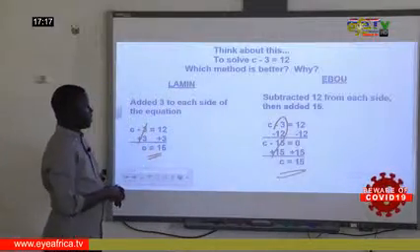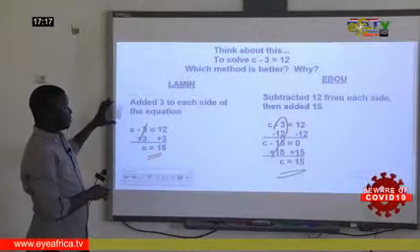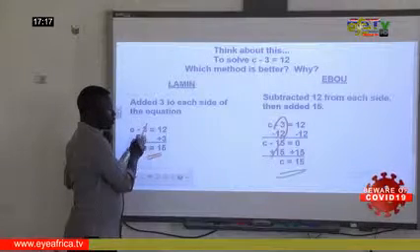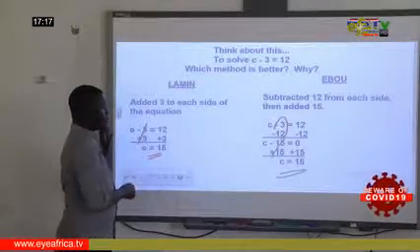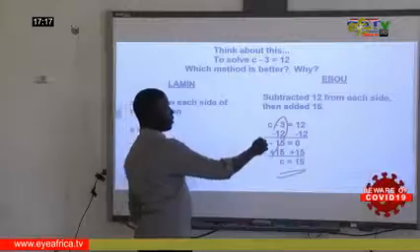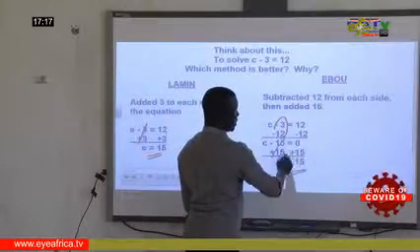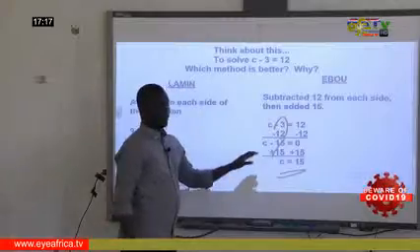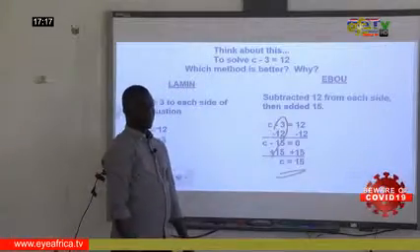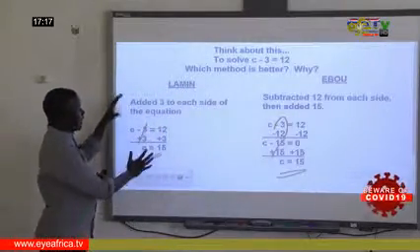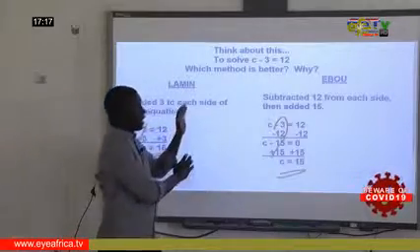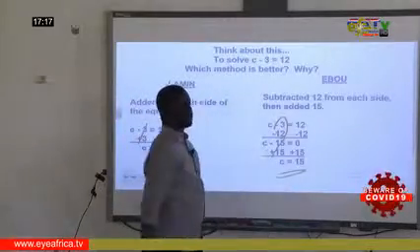Why? Because Lamin undid the smaller number first to isolate his variable, but Ibu undid the bigger number first, and then later on isolated his variable C. So we can see that Lamin's work is simpler than Ibu's work because it is a one-step solution, and Ibu's work is a two-step solution.